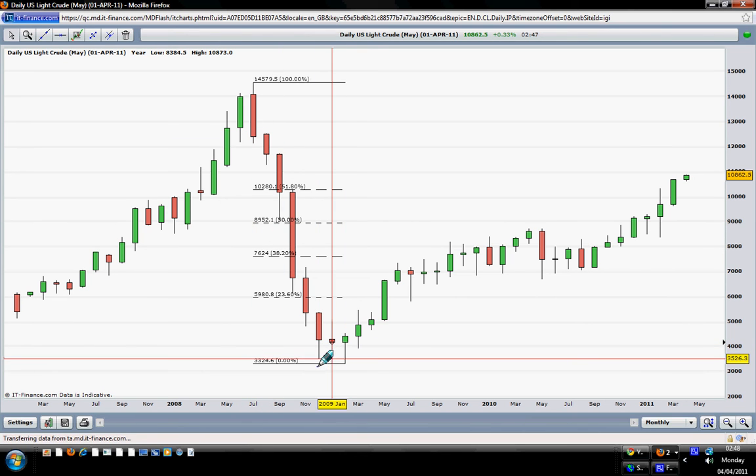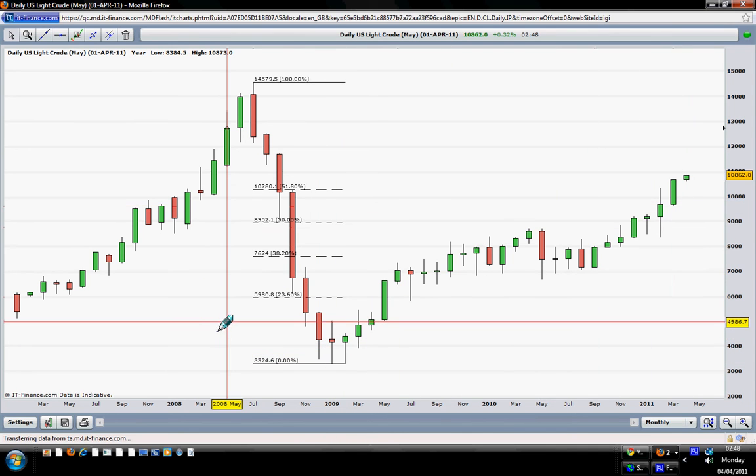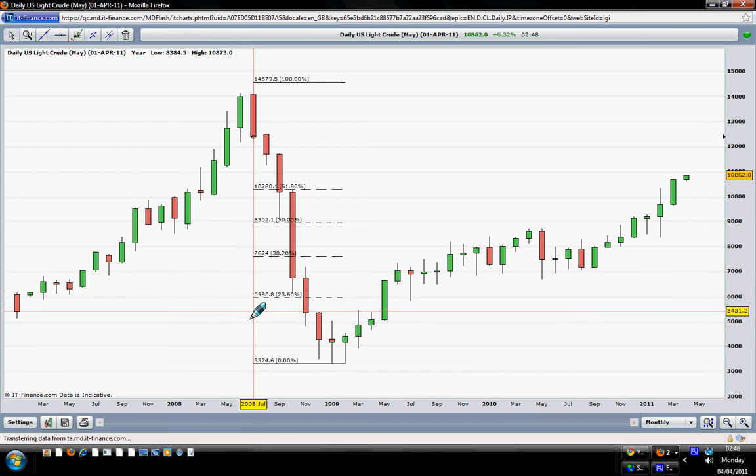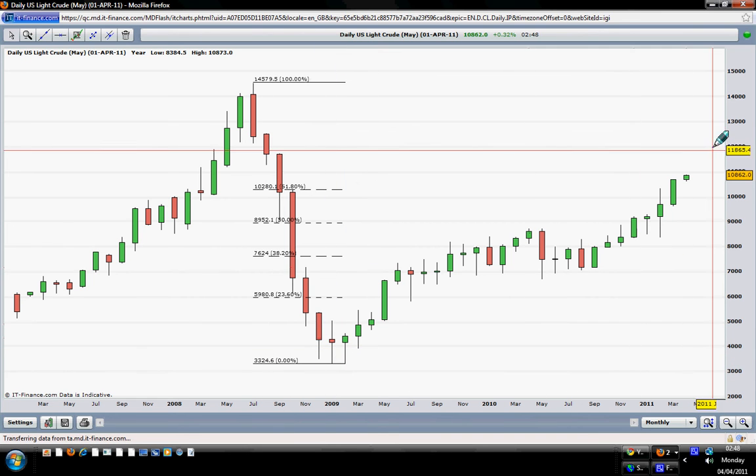So I prefer to trade the leaders instead of trading the followers. Crude oil is also a leader in the market. Google is a leader in the market. Apple is a leader in the market. S&P 500, Dow Jones, those are leaders in the market. So you can perfectly trade them. This is what we see on the monthly chart.